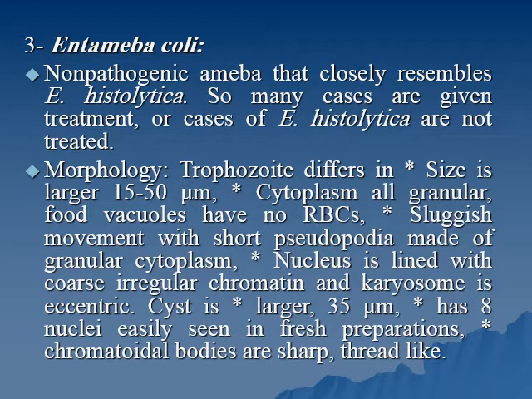don't have RBCs. Also, it has sluggish movement with short pseudopodia made of granular cytoplasm, not hyaline like those of Entamoeba histolytica. The nucleus is lined with coarse irregular chromatin, and the karyosome is eccentric, not in the middle like that of Entamoeba histolytica.